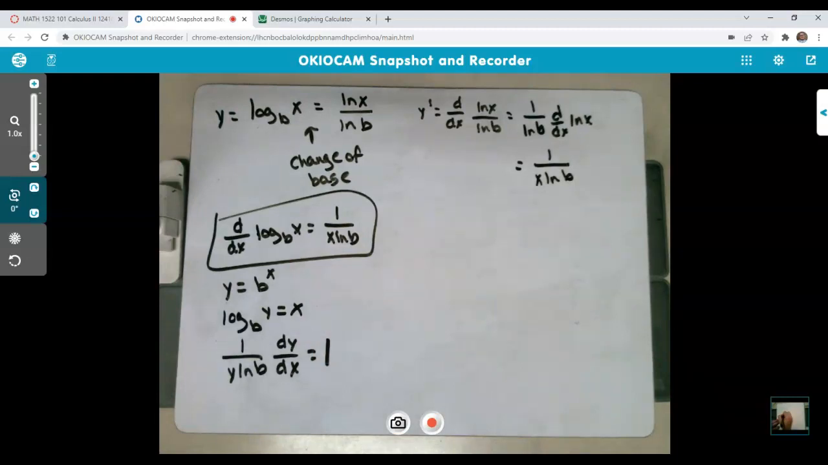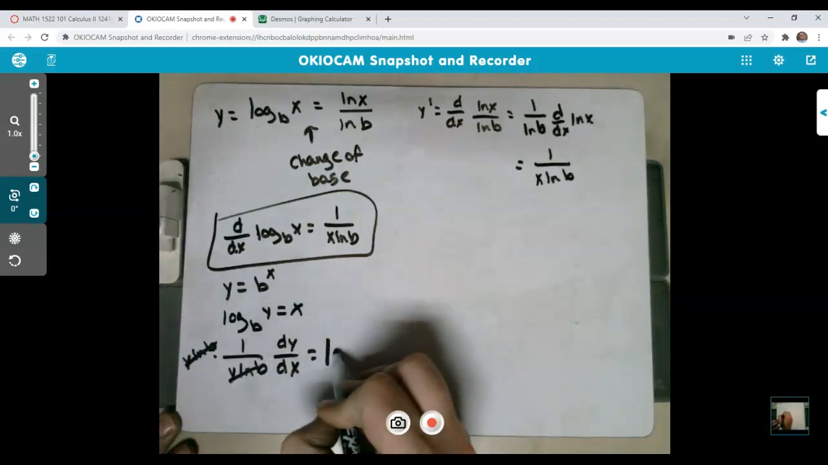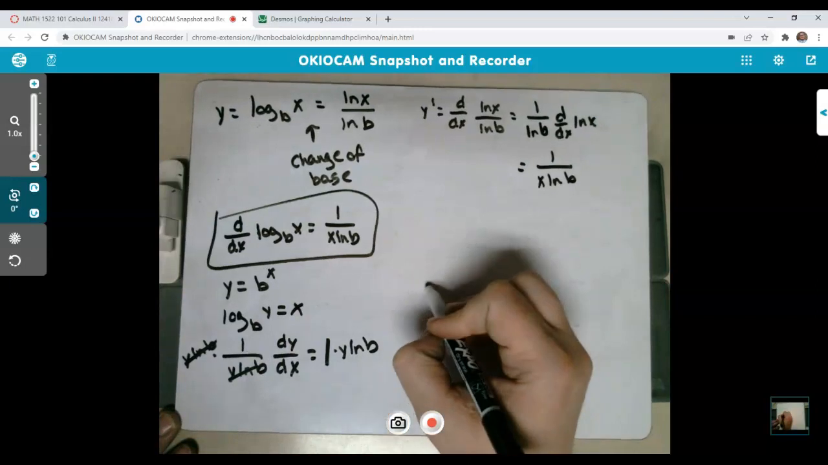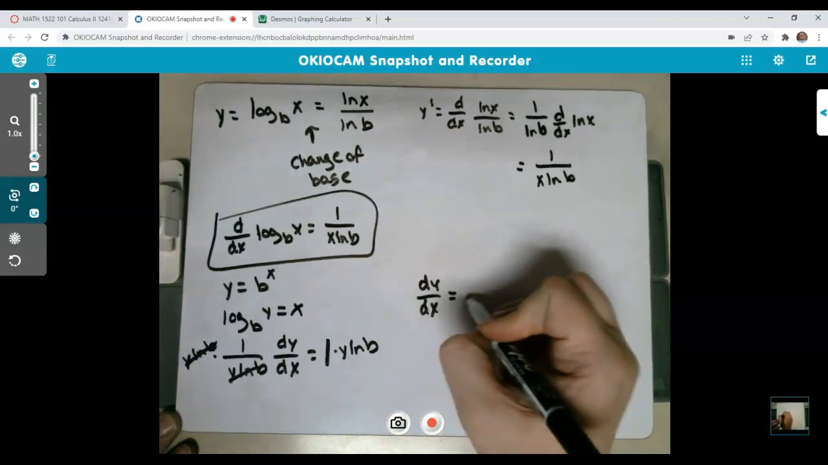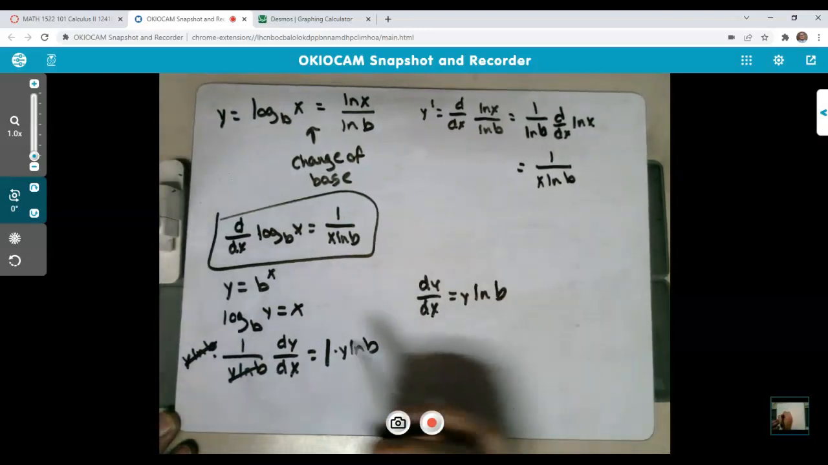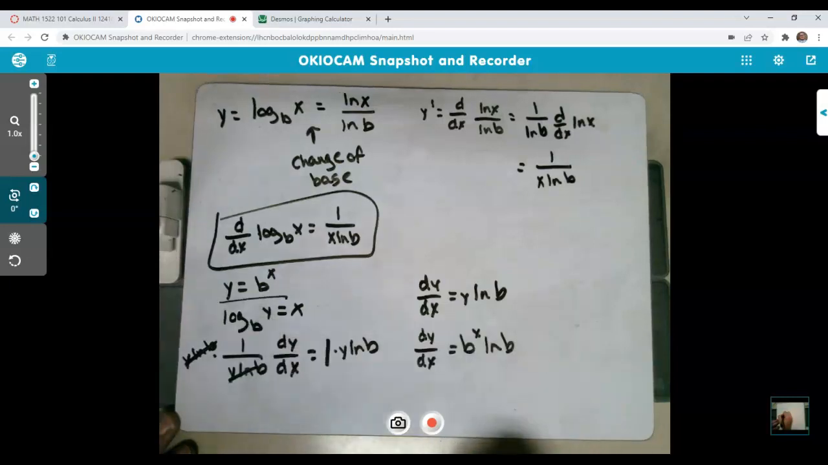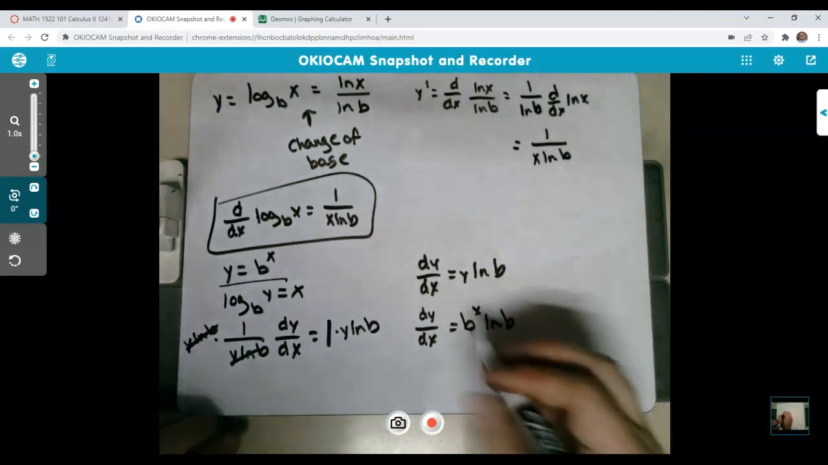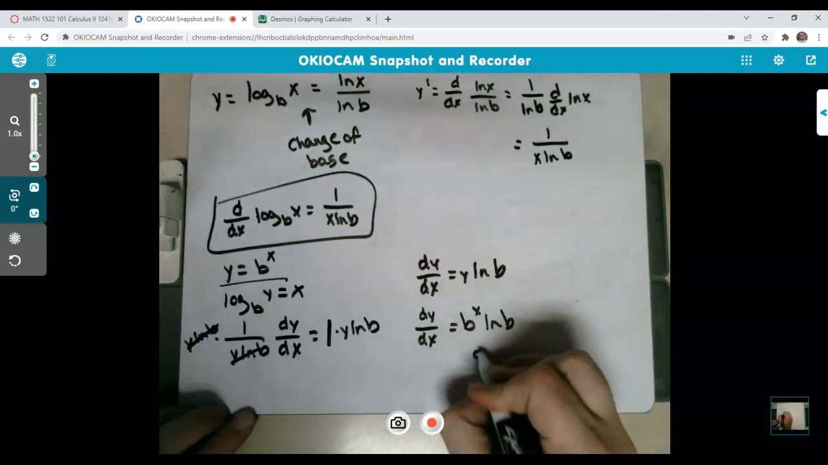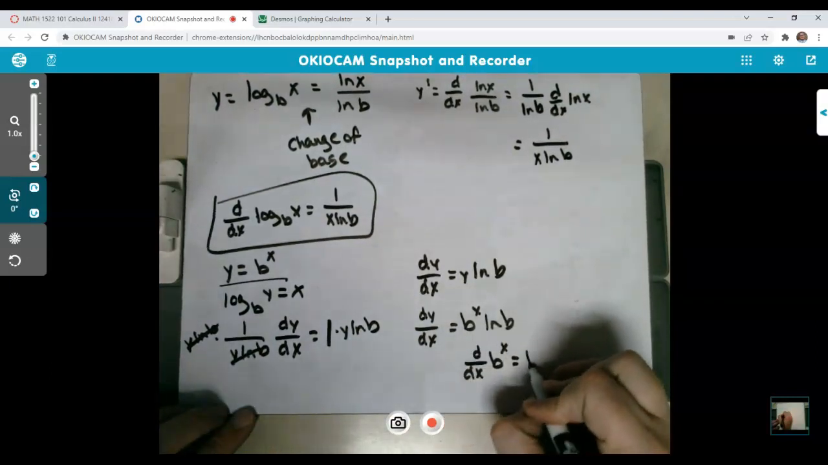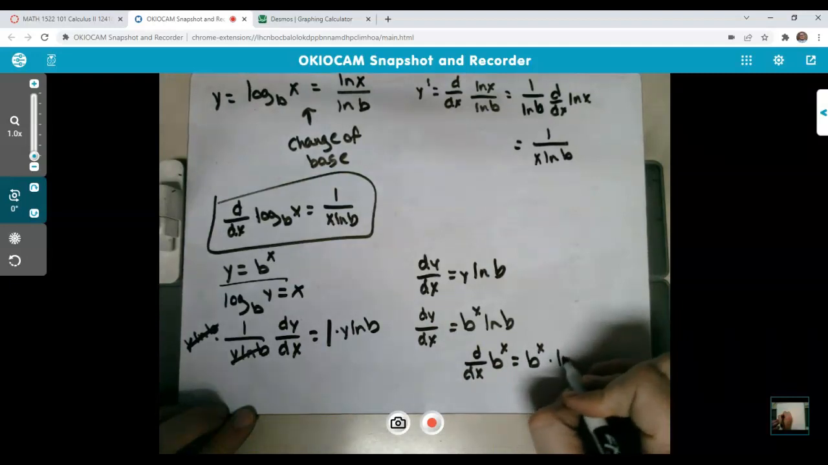So solving this for dy dx, I can multiply both sides by y ln of b to cancel it out. So I get dy dx is equal to y ln of b. But like we said right here, y is equal to b to the x. So the derivative is b to the x times ln of b. So the moral of this is that the derivative of b to the power of x is b to the x times ln of b.